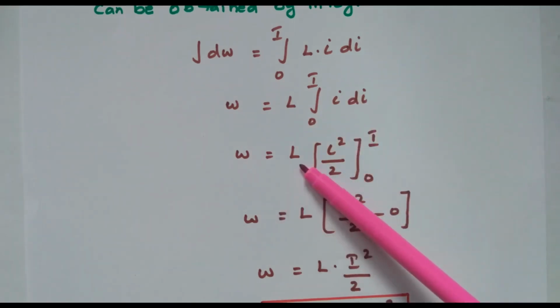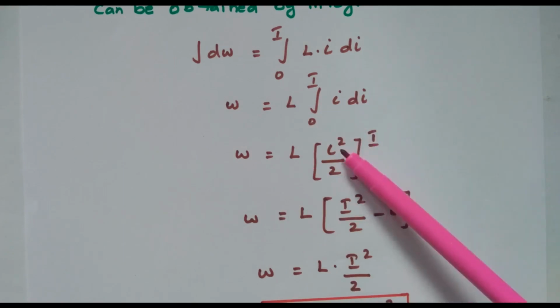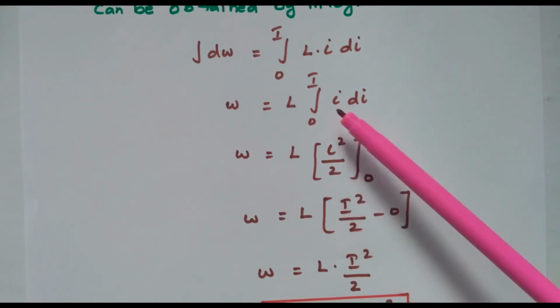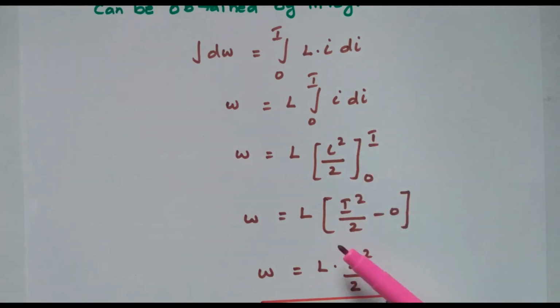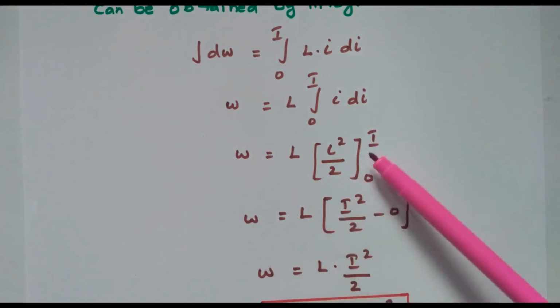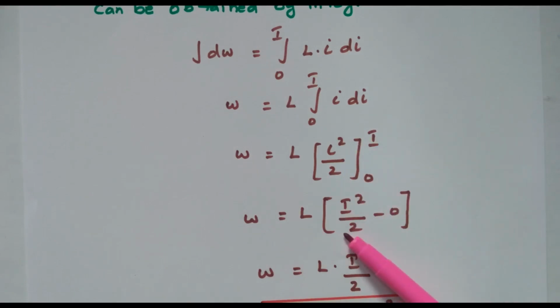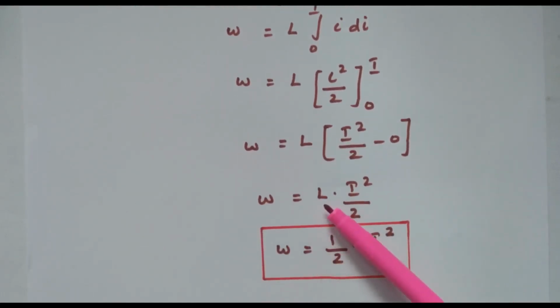We need to integrate only i. So W equals L, and the integral of i is i square by 2, right? We need to substitute the limit 0 to I. So W equals L, substitute the upper limit I square by 2 minus the lower limit, which is 0. So W equals L I square by 2. That can be written as W equals half L I square. So that is the energy stored in the inductor. W equals half L I square.